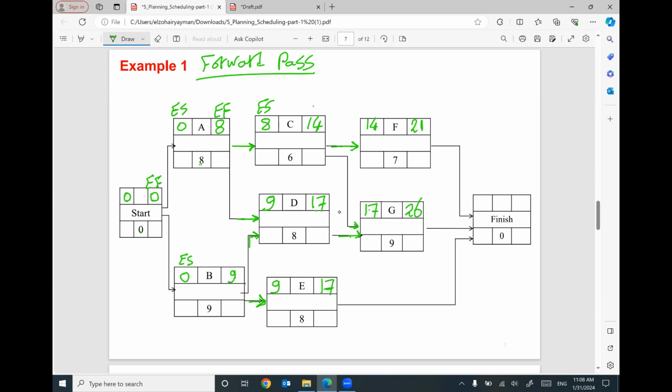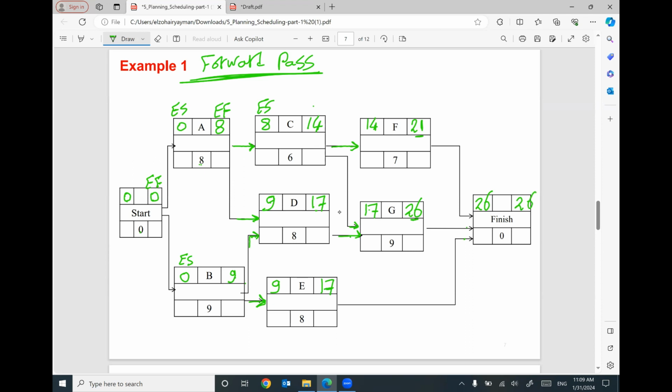For the finish of the project, we have 3 arrows coming in. The first arrow will give you 21 early finish, the second arrow will give you 26, and the third arrow will give you 17. Which early finish will be used? 26, the greatest number. We are moving forward, so I'm going to use the biggest number. 26 plus 0 will be 26.